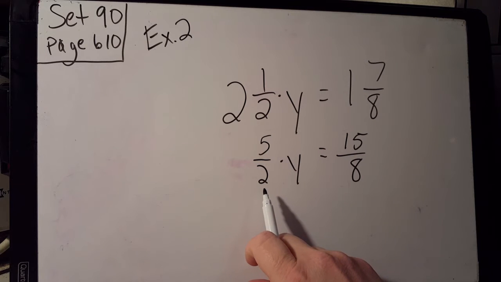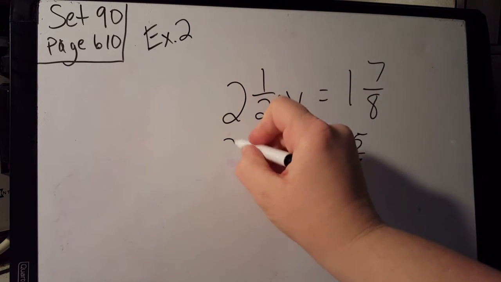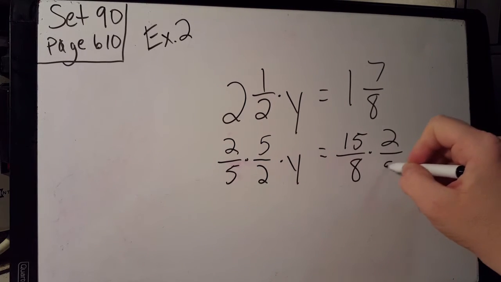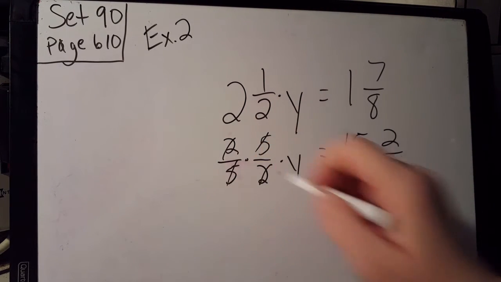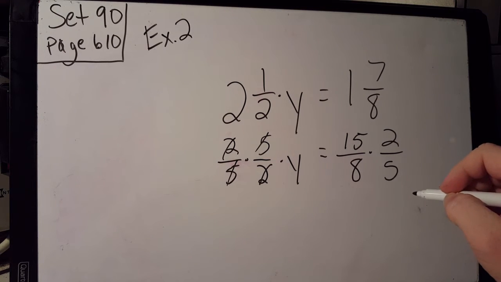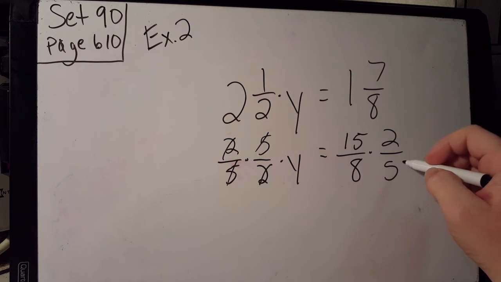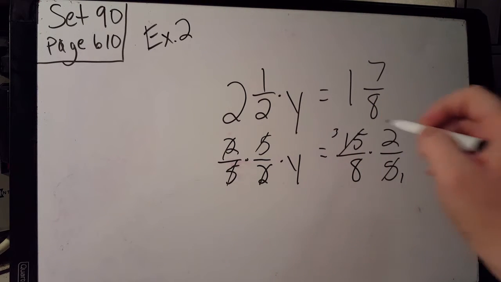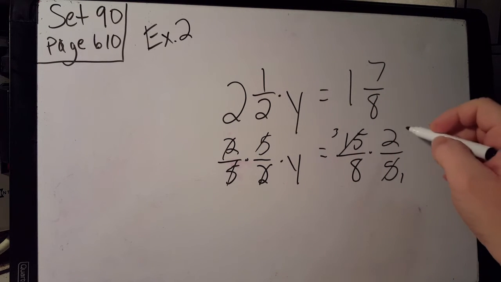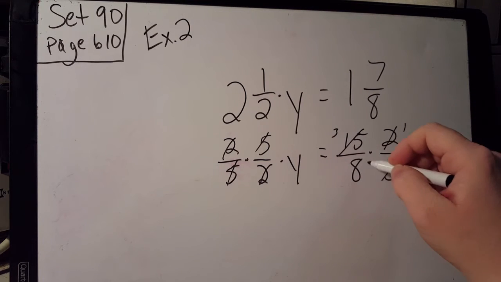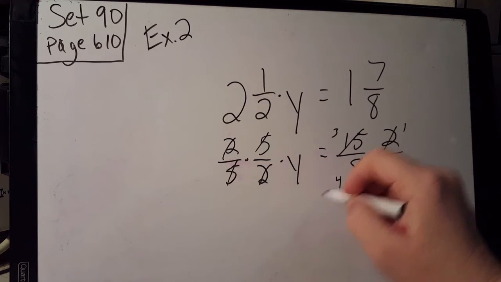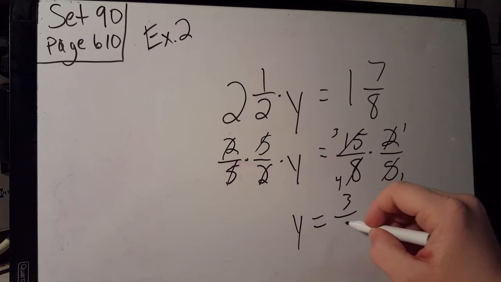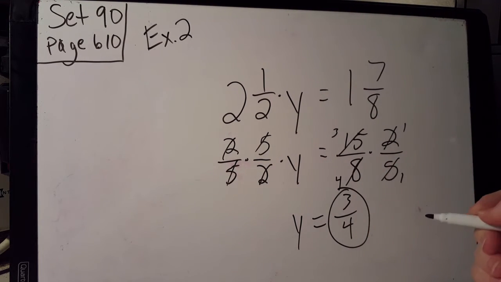So the reciprocal of 5 over 2 would be 2 over 5. Multiply, multiply, 2 over 5. Cancel, cancel. We can do some canceling here as well. 5 and 15. So 5 divided by 5 is 1. 15 divided by 5 is 3. We can also do 2 and 8. 2 divided by 2 is 1. 8 divided by 2 is 4. So 3 times 1 is 3. 4 times 1 is 4. And there is your answer.